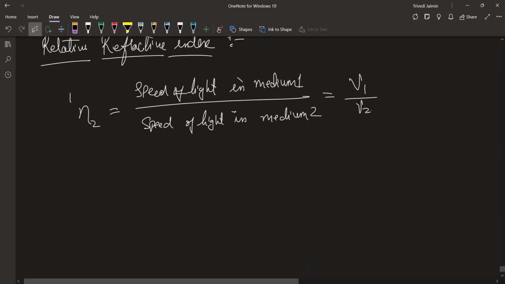Isn't it supposed to be V2 by V1? No, here we are finding the speed of light in medium 1 to the speed of light in medium 2. That is our formula. See, when light passes from medium 1 to another medium 2, the refractive index of medium 2 with respect to 1.